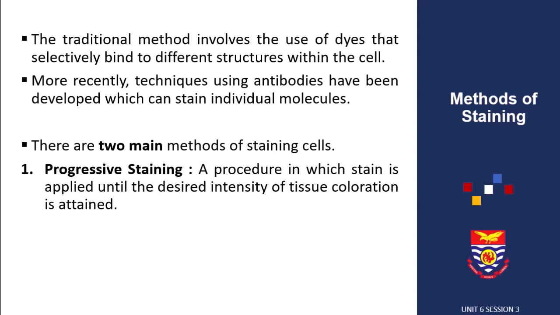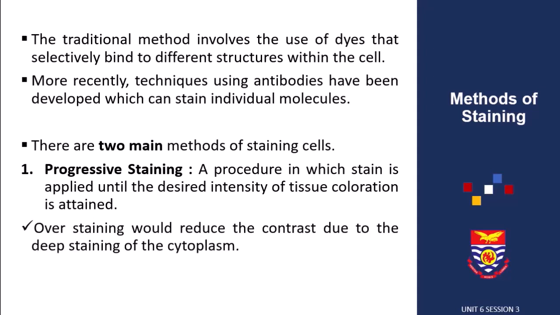This involves leaving the tissue in the stain until, for instance, the nuclei are deeply stained and the cytoplasm is faintly stained. For this procedure, it is good to dilute the stain in advance to reduce the rate of staining and the risk of overstaining. Overstaining would reduce the contrast due to deep staining of the cytoplasm. This is one drawback of this particular method.